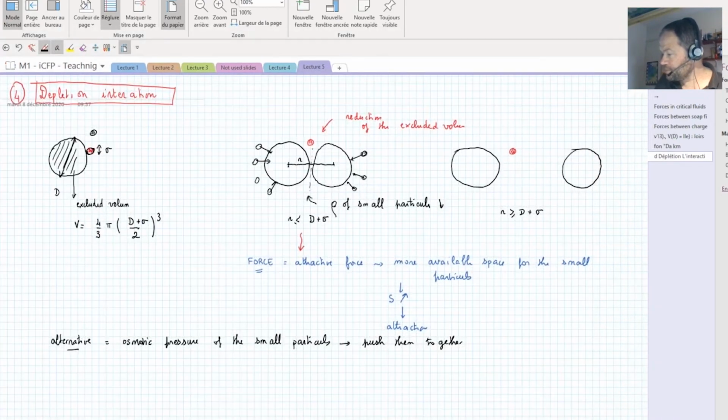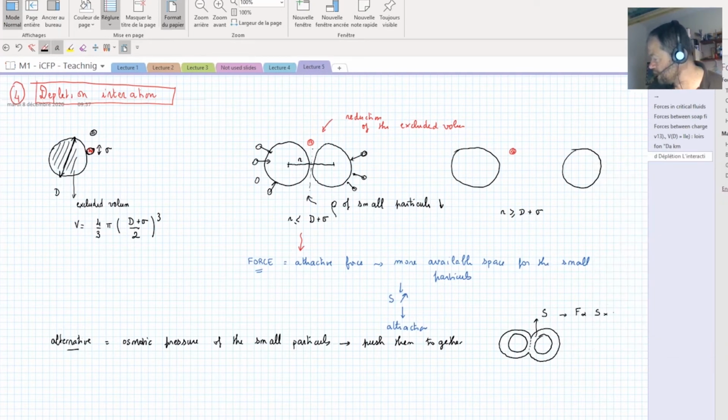So again, a way of calculating that is that we will be able to say that when we have these two particles, if we look at the excluded volume here, there is an area S, and the force will be something like P times S, that is S times rho kT, where rho is the density of small particles.